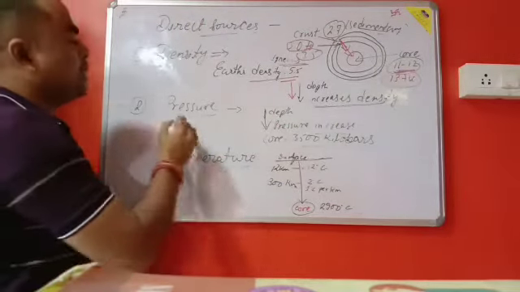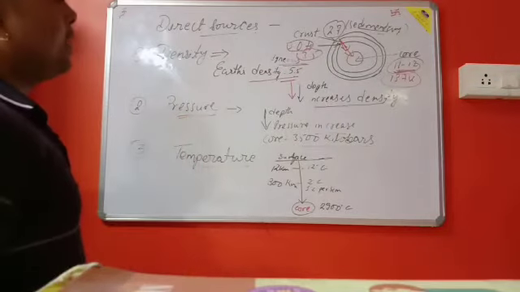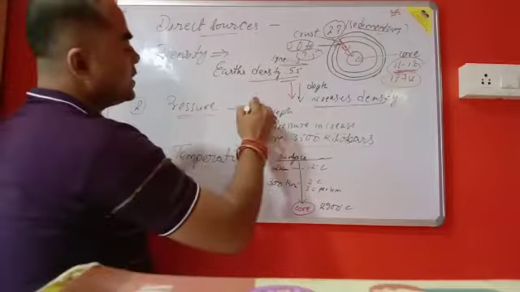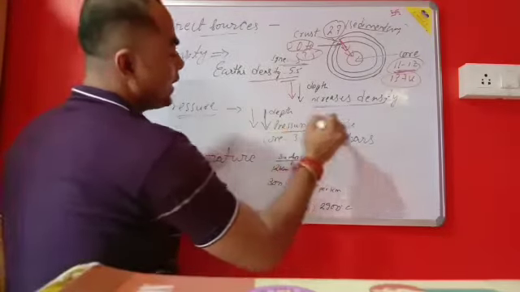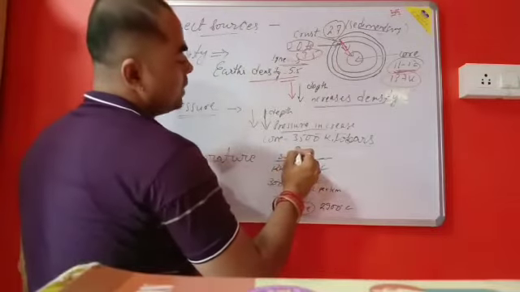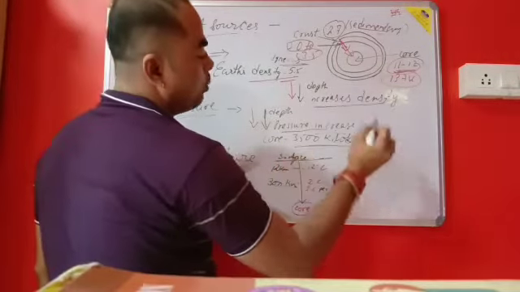Next is pressure. Pressure also increases with depth. As you go more and more inside the earth, the pressure increases, and the center of the earth, that is the core, has the highest pressure, that is 3500 kilobars.